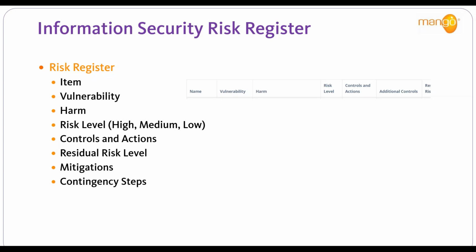We accept that. We then have mitigations for the risk that we've got left over. We've got our controls in place, but what other mitigations do we have in place to keep that down? And then if it goes wrong, what happens? What are the contingency steps? What do we put in place if it gets breached? What do we actually do? Have we got backups? Can we recover that information easily? Can we still keep operating? So that's the information security risk register.